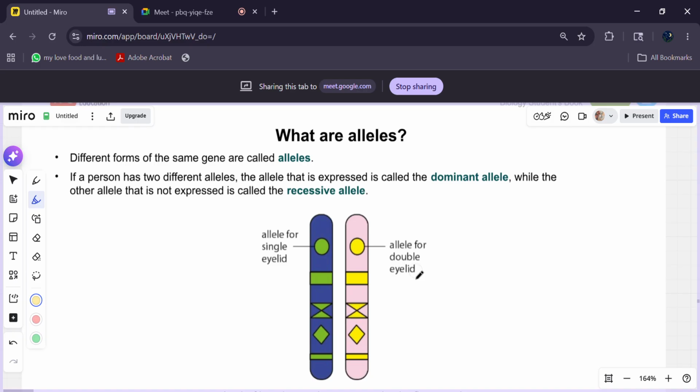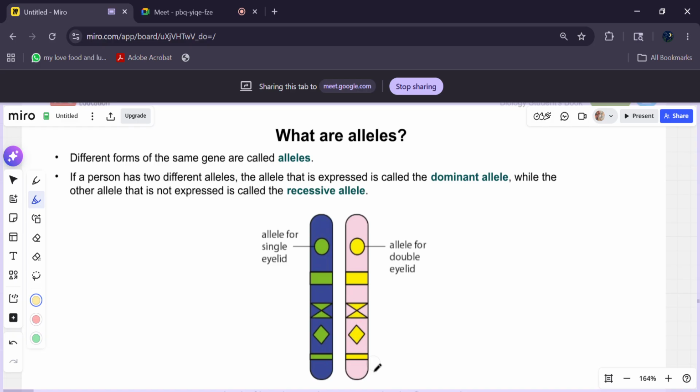So then what are alleles? Each gene may exist in two different forms. The different forms of the gene are called alleles. For example, the eyelid gene has two different alleles. One allele gives you a double eyelid, whereas the other allele gives you a single eyelid. If you inherited two different alleles from your parents, you will have a double eyelid. This is because when a person has two different alleles, only one allele will be expressed. In this case, the double eyelid allele is expressed, while the single eyelid allele is not expressed.